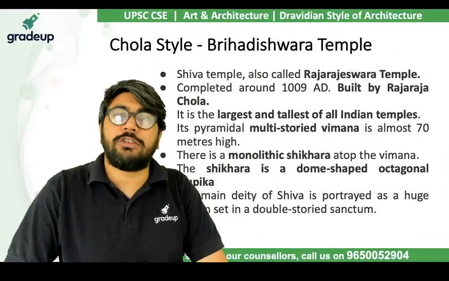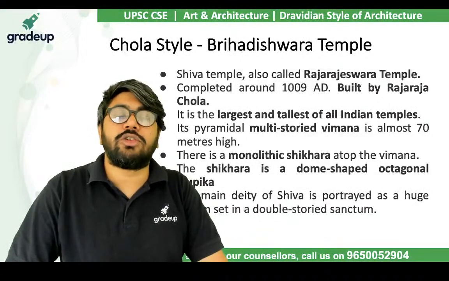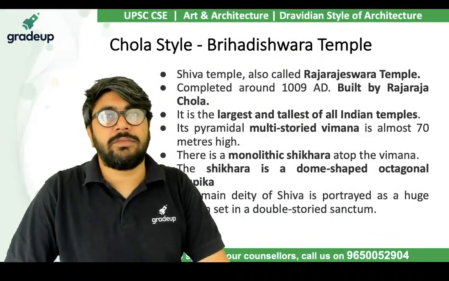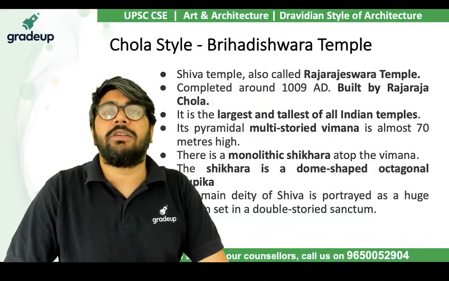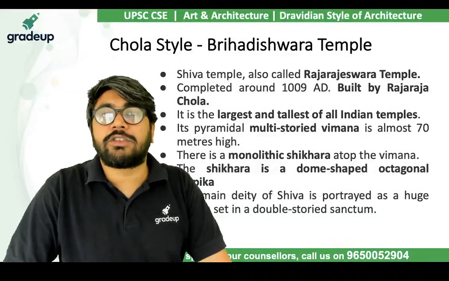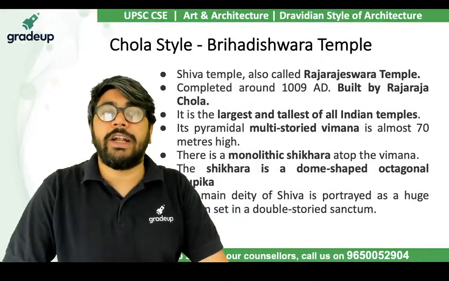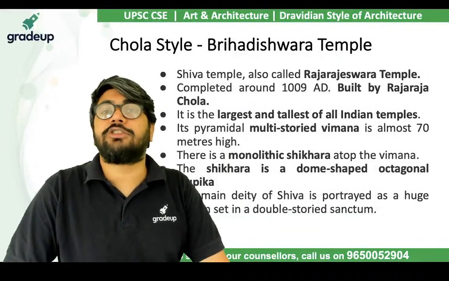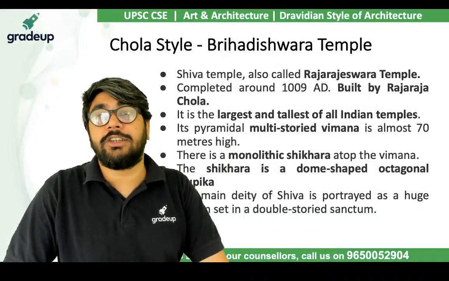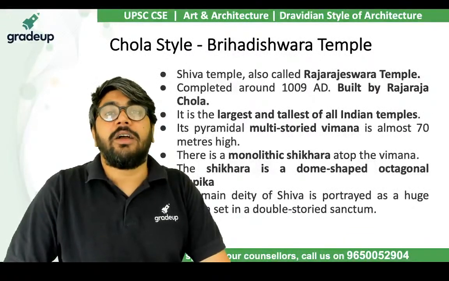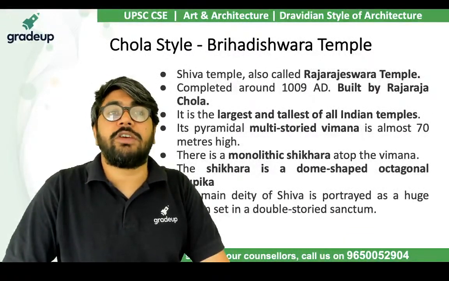So it is also called the Shiva temple, and it is also at times referred to as Raj Rajeshwara temple. It was built by Raj Raja Chola. Somewhere it was completed in 1009 AD. And this is the largest and tallest of all Indian temples. Now its pyramidal multi-storied Viman is almost 70 meters high.